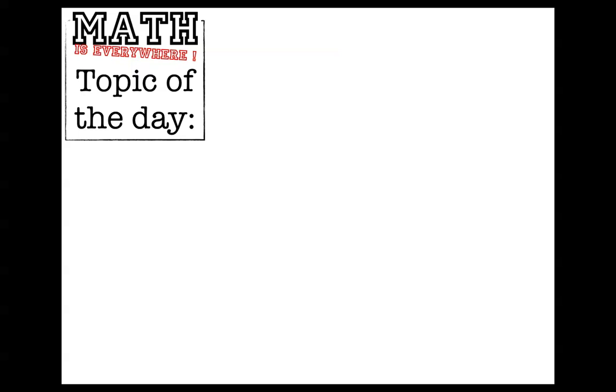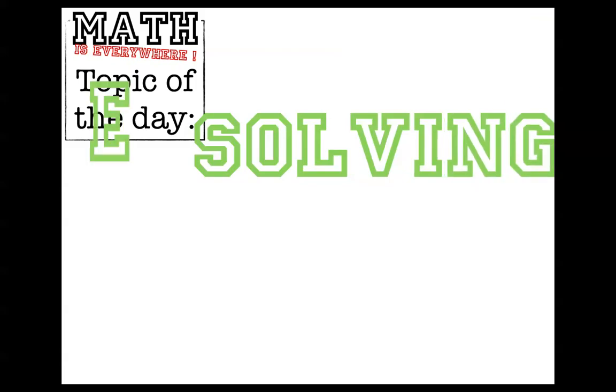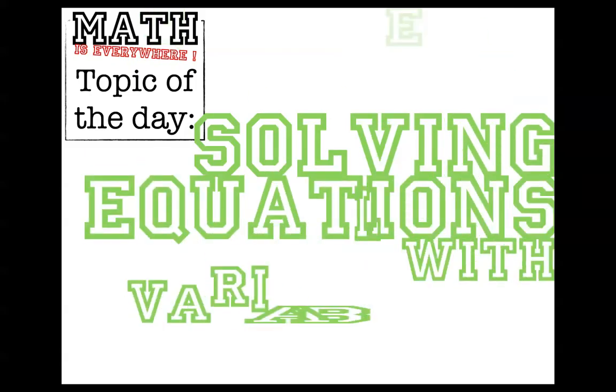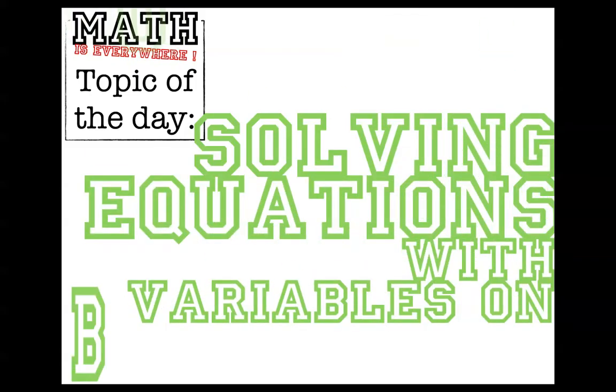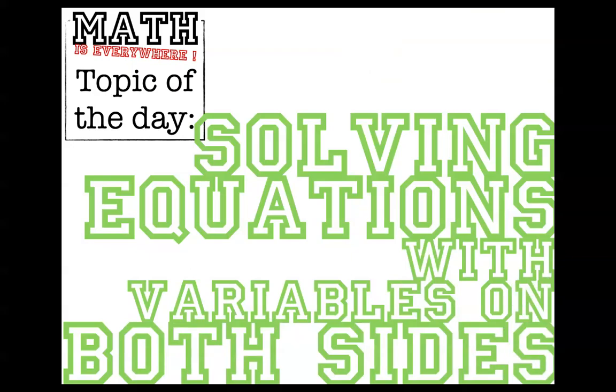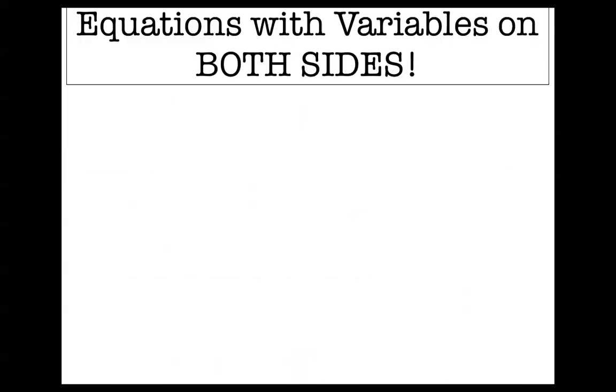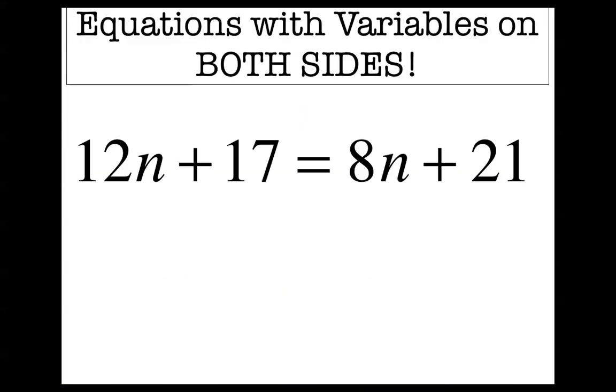All right, greetings. Today we are going to be covering how to solve equations that have variables on both sides of the equal sign. On the left there's going to be a variable, and on the right there's going to be a variable. So it's going to be something like this. So we've solved equations that has 12n plus 17 equals 21. But what if it's 12n plus 17 equals 8n plus 21, and you have n's on both sides?